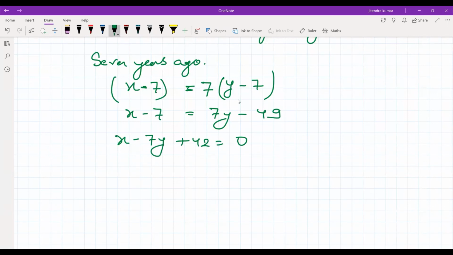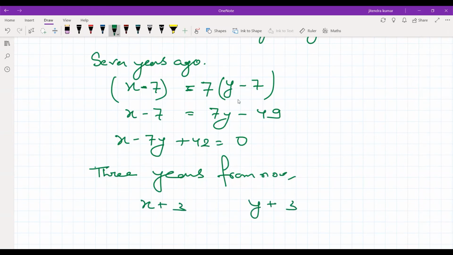And if you write the second equation, it says 3 years from now, which means 3 years later. So 3 years from now, Aftab's age will be x plus 3, and his daughter's age will be y plus 3.